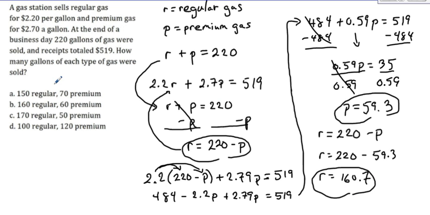And notice that we don't exactly have those numbers. However, our answer has to be B, because that is the only answer choice that is close to the numbers that we got. 59.3 is about 60, so about 60 gallons of premium gas, and 160.7 is about 160, so our answer has to be B.